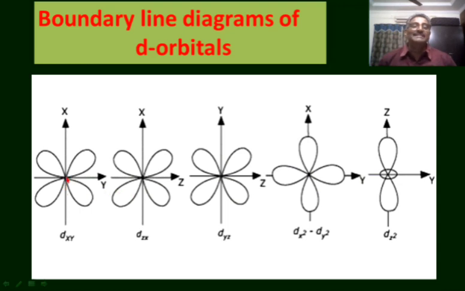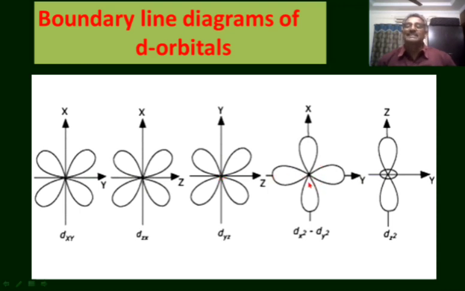Here the z-axis is perpendicular to this x and y. Here also the y-axis is perpendicular to the x-axis and z-axis. Here the x-axis is perpendicular to the y-axis and z-axis. That is, it is towards us and back of this plane.